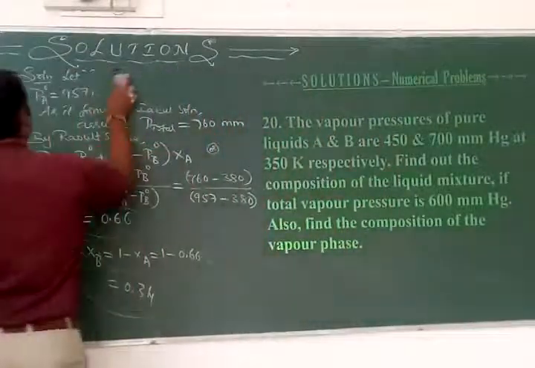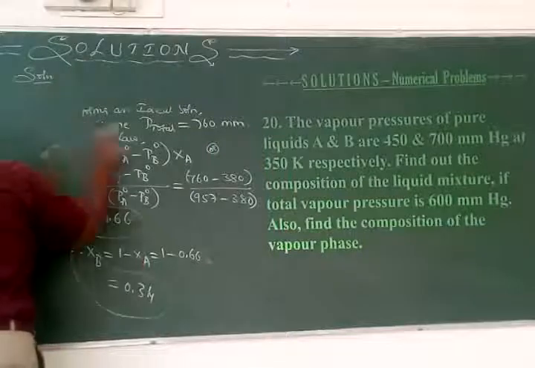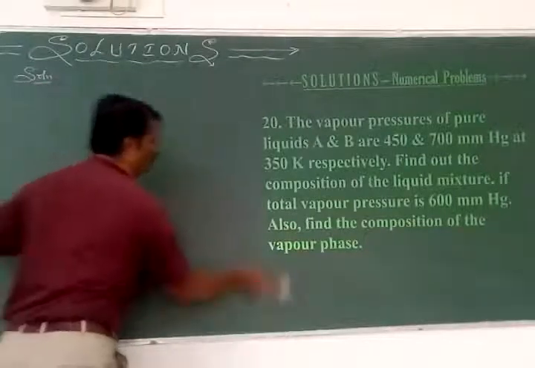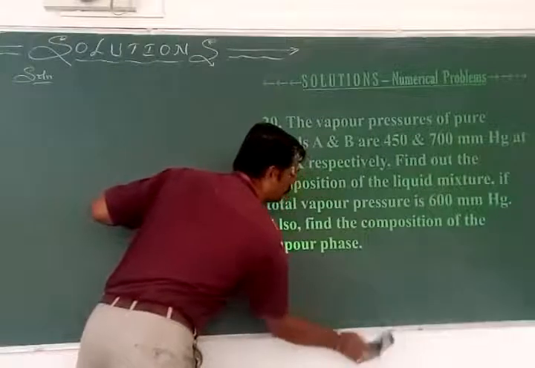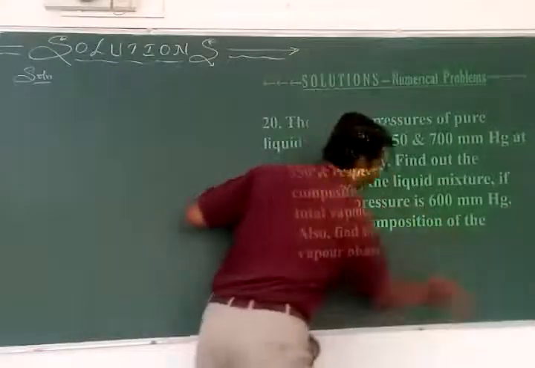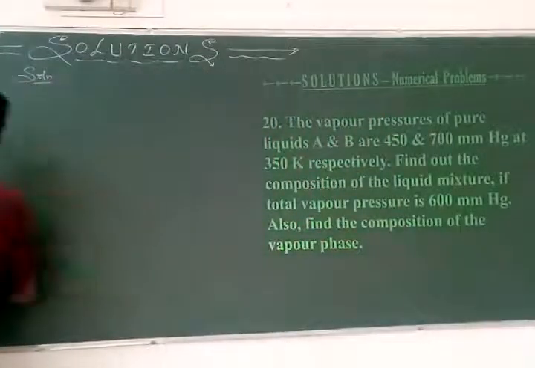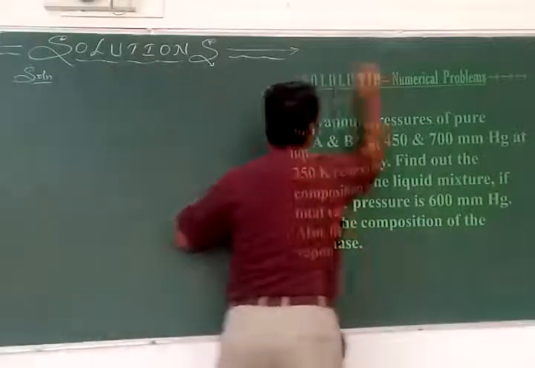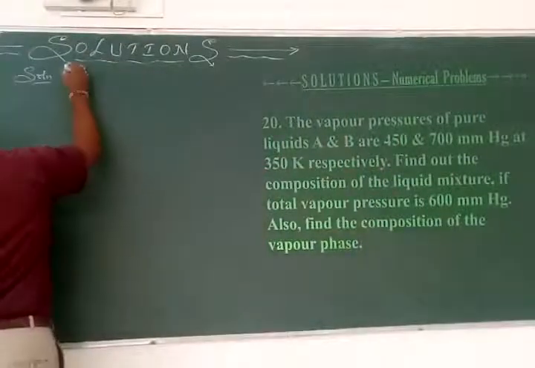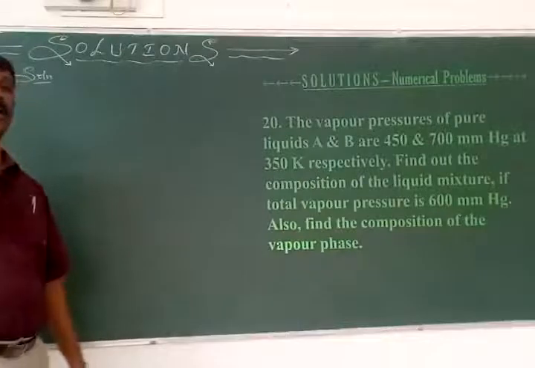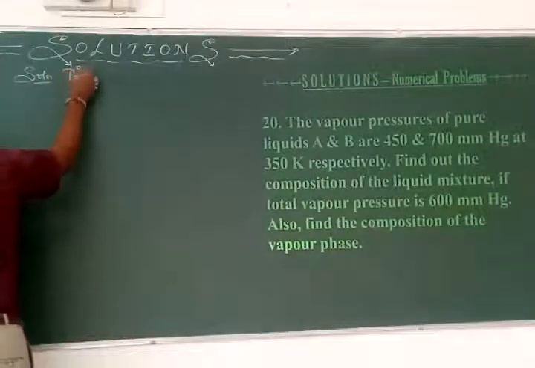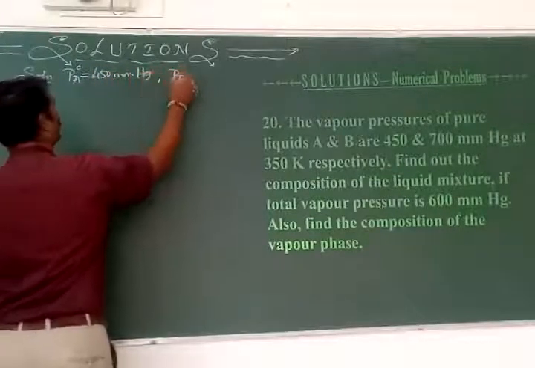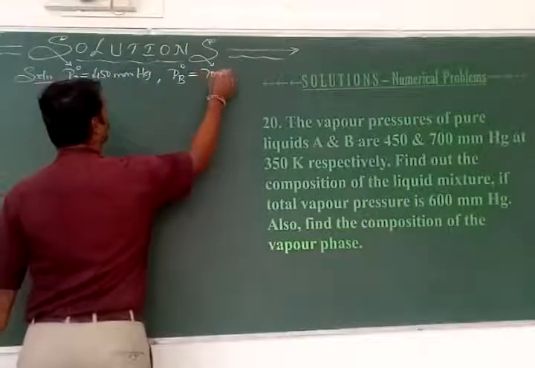Here there are no names given with respect to solute and solvent; the two different liquids are mentioned only as capital A and capital B. So here the two liquids are A and B. Directly their vapor pressures are given: PA naught is equal to 450 mm and PB naught is 700 in terms of millimeter of mercury.